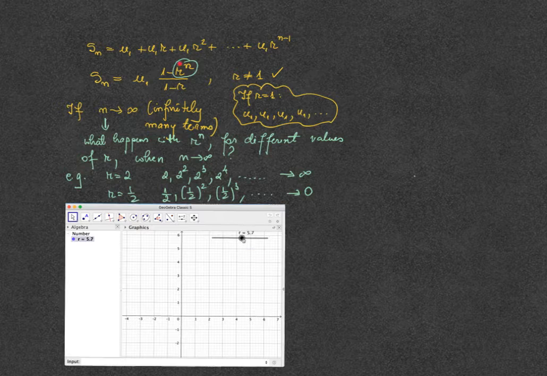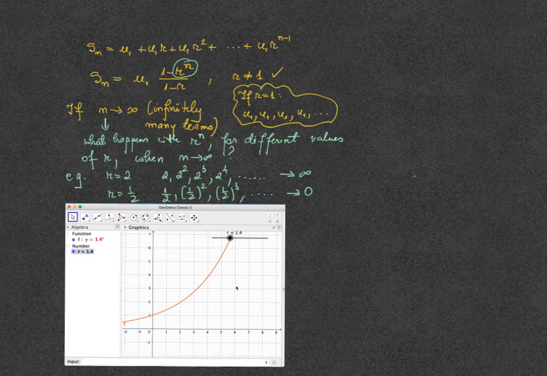I want to explore r to the power of n. In GeoGebra, I need to put x for the function, so I put r to the power of x, not n, because that's how my software knows it. So I want to see what happens when this x gets very, very big.